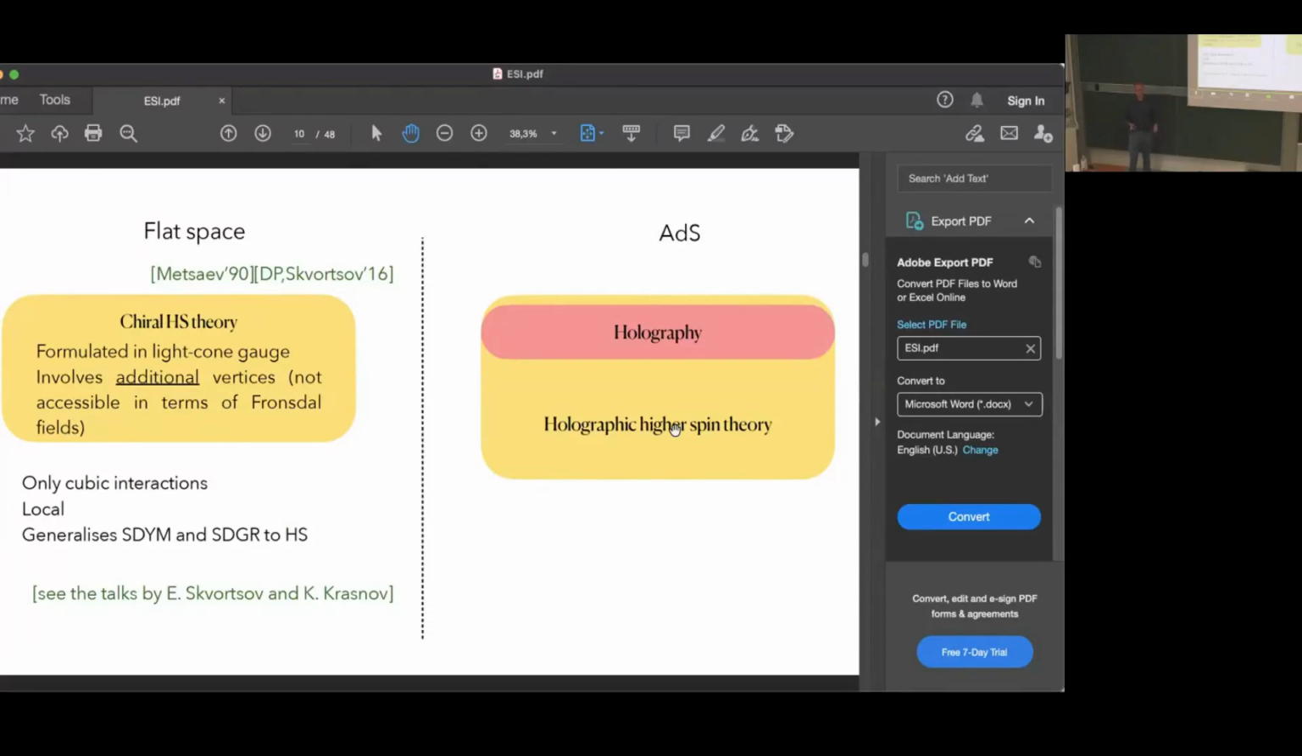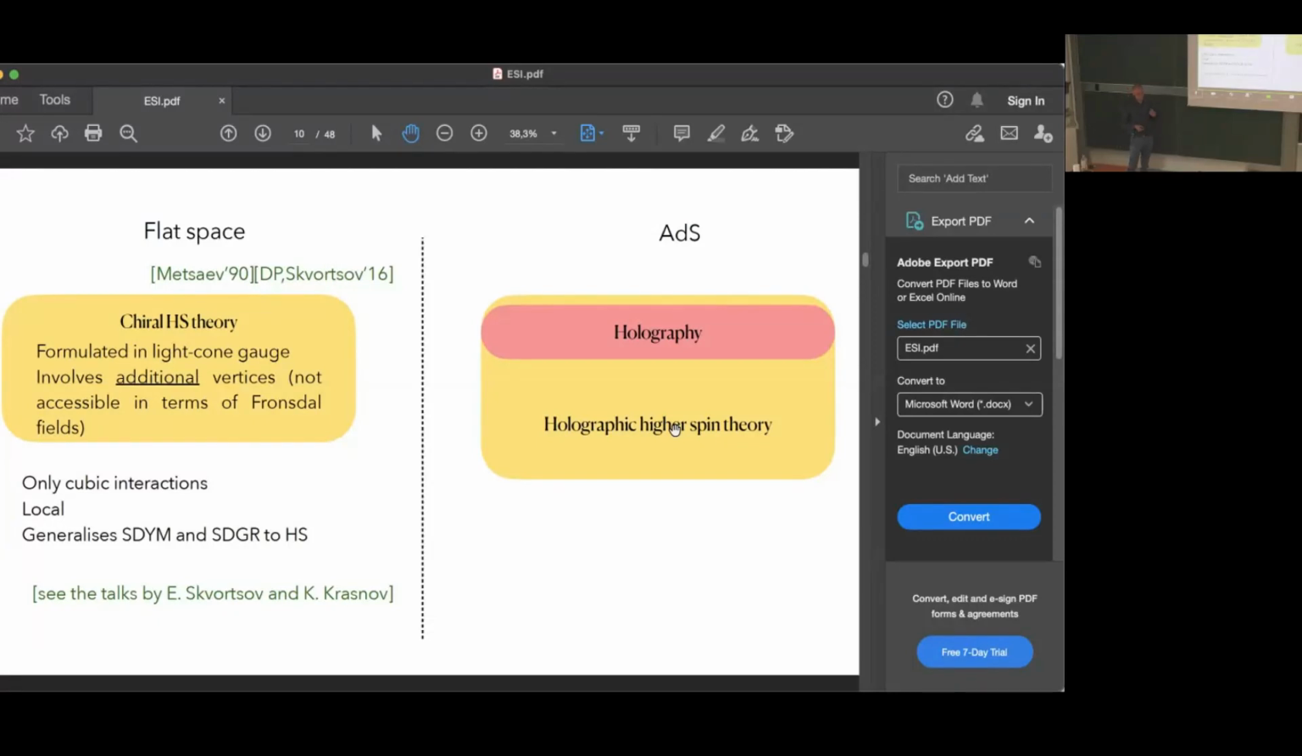There are some consistency conditions to solve. You solve them, and as an outcome, you find what's called chiral Higher-spin theory. There are some nice features about these theories. In fact, there is a family of theories. First, they involve only cubic interactions. Then these theories are perfectly local. And another statement that probably characterizes them best is that they can be regarded as very straightforward generalizations of self-dual Yang-Mills and self-dual gravity to Higher-spins. You could see some details on that in talks by Kirill Krasnov and Zhenya Skvortsov.